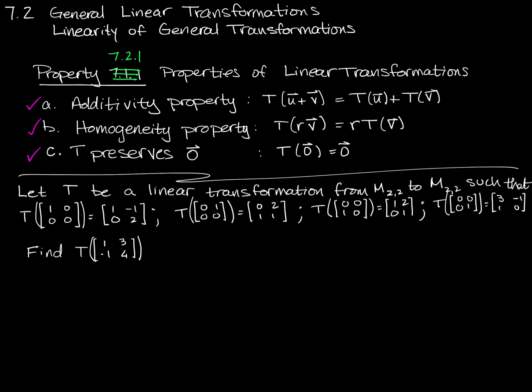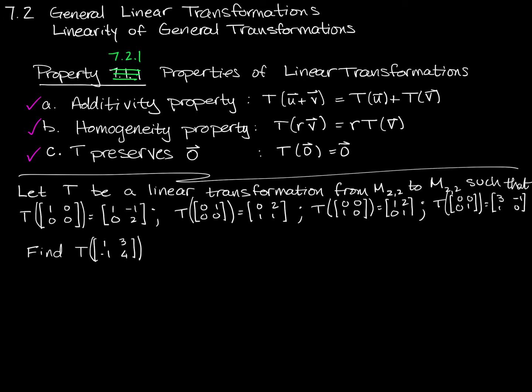All right, here's a different kind of example. Let T be a linear transformation from the vector space of 2 by 2 matrices to the same vector space. So the domain and the codomain are the same, but such that the following 4 statements are true. These 4 vectors are all 0 vectors except for in each one there's a 1 in a different position. So here I have row 1, column 1, row 1, column 2, row 2, column 1, and row 2, column 2. That's where my 1s are. And I've been asked to find the transformation of this vector here.